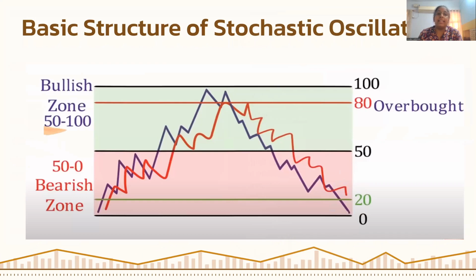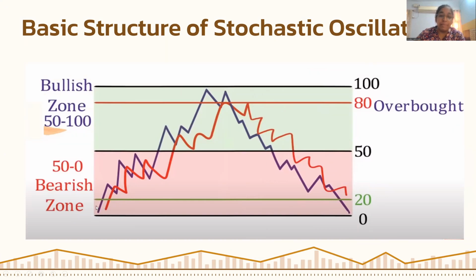Now let us understand the basic structure of the stochastic oscillator. The basic structure of the stochastic oscillator is from 0 to 100. Here are the price movements and here is the stochastic oscillator indicator. There are three main levels in this: 20, 50 and 80. When the stochastic oscillator is below the level of 20, that condition is considered oversold. And when the stochastic oscillator is above 80, the condition is considered overbought.